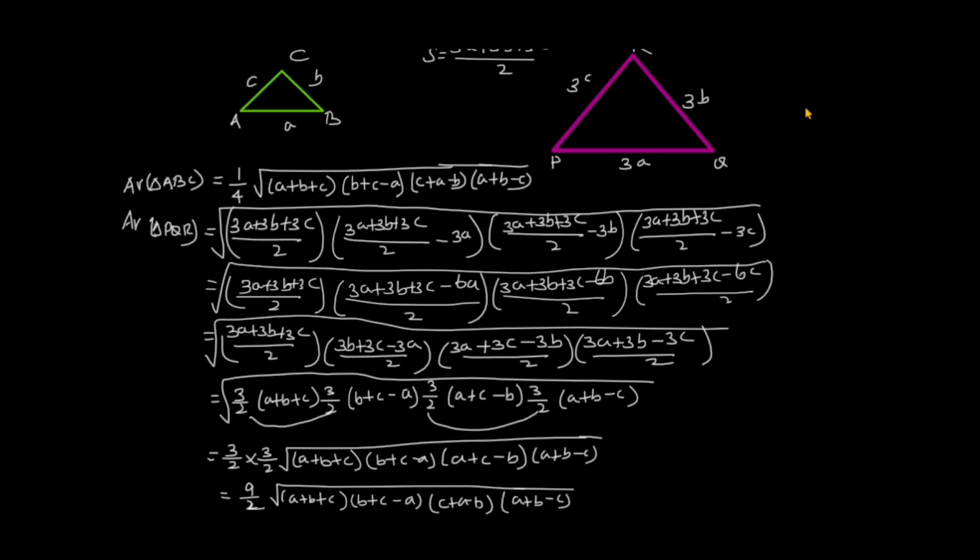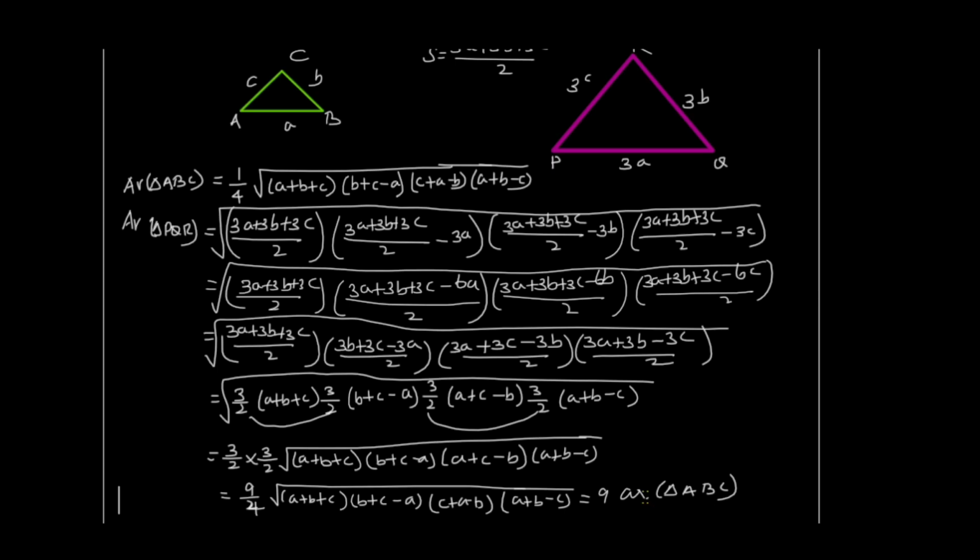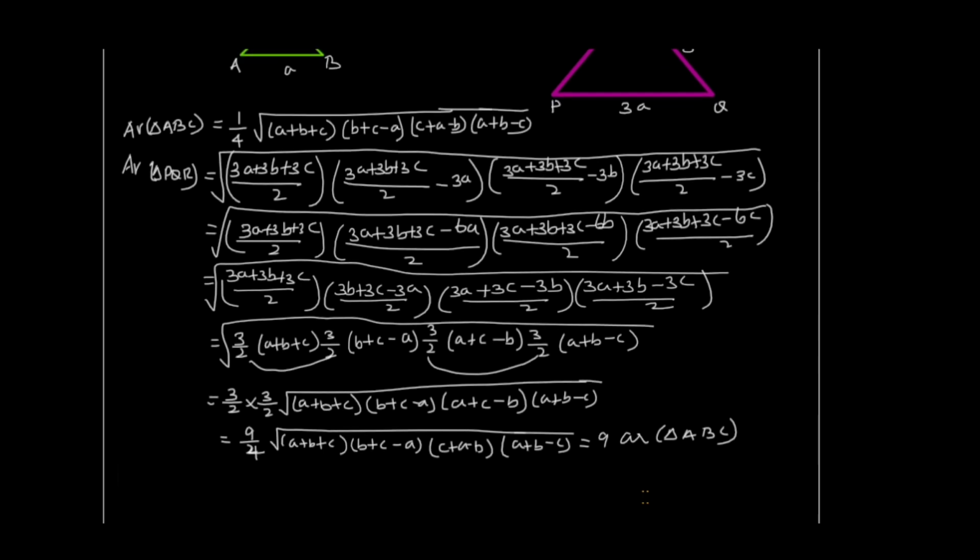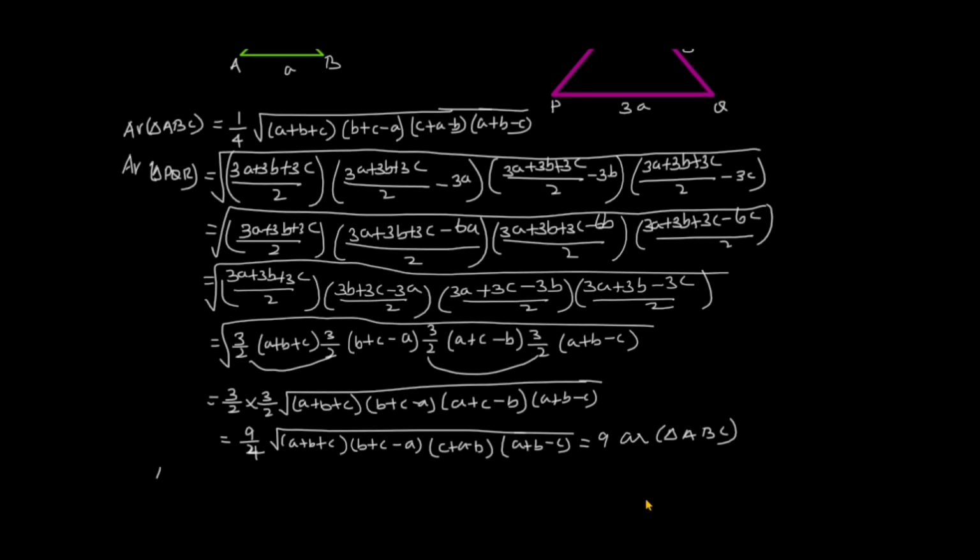So look at that, area of triangle ABC is 1/4 of that expression. The same we are getting. So which is equal to 9 times area of triangle ABC. So area of triangle PQR, we got the result. Area of triangle PQR is equal to 9 times area of triangle ABC.